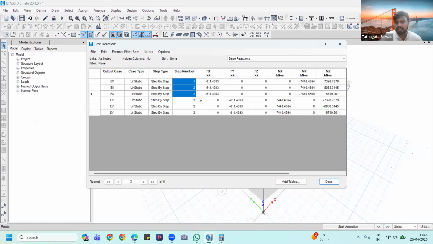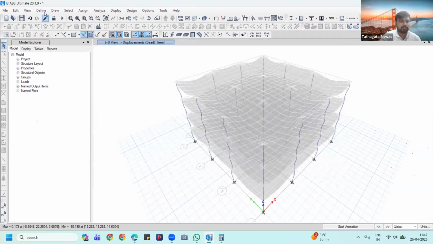Y1, 2, 3 is nothing but the eccentricity, although in all the places the values are the same. So 611.43 kilonewton is your base shear due to the earthquake. That is coming in the static method. Now, similarly, we need to do the dynamic method also. How to do that?